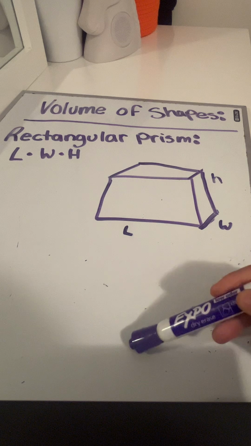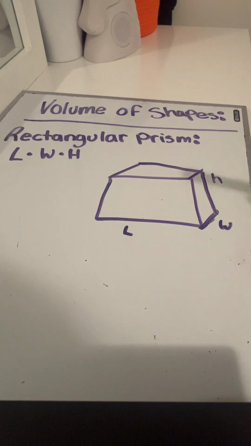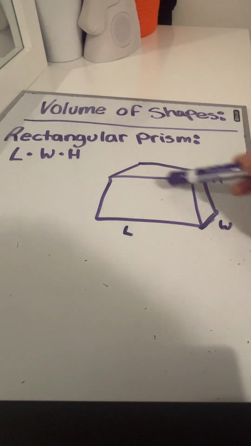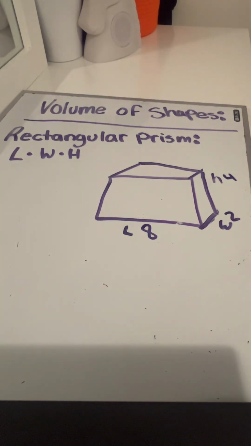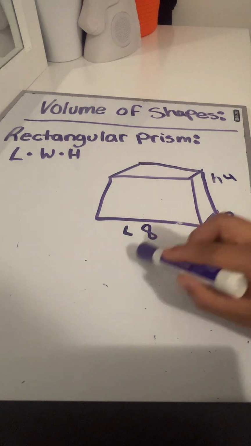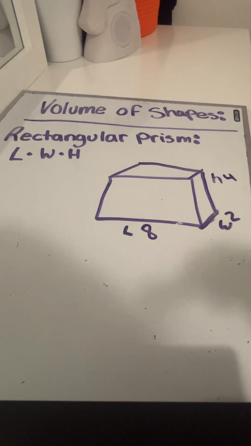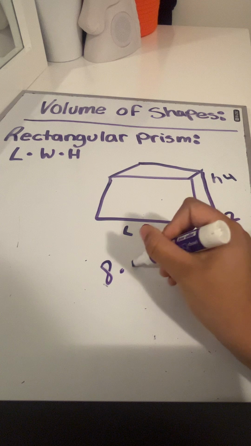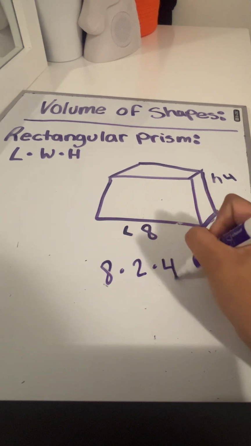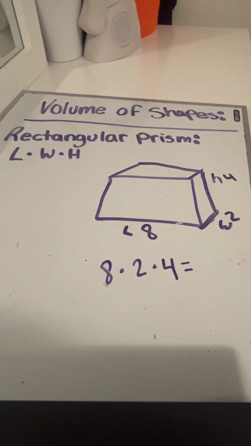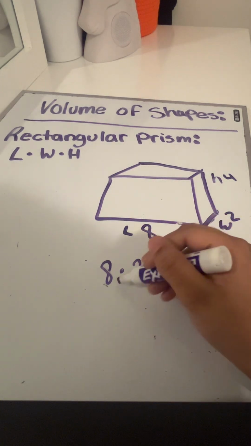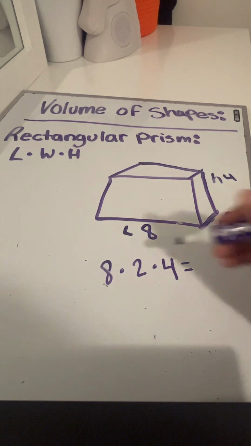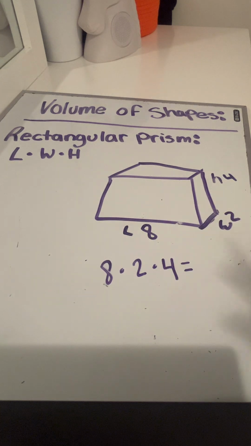It doesn't matter what order you put it. You just have to multiply the three numbers to find the volume of this shape. For example, if the length was 8, the width is 2, and the height is 4, you just have to multiply 8 times 2 times 4. You can multiply any way you want. You could do 8 times 2 first, or 8 times 4 first, or 2 times 4 first. Any way you do it is correct.